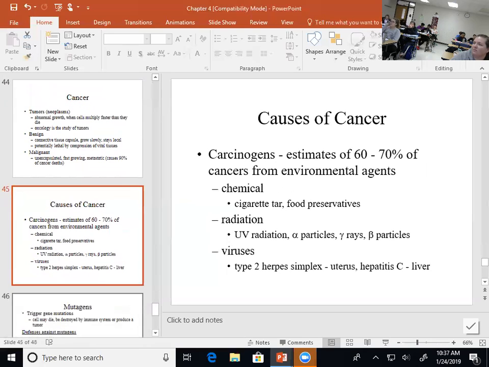Causes. So what are causes of cancers? We know genetics plays a role in this, but anyway, carcinogens in our environment, our environmental agents. So we know smoking is not good for us, right? Dipping, smoking. We know alcohol plays a role. Food preservatives, exposure to radiation, right? Particles. Viruses, being exposed to certain viruses.